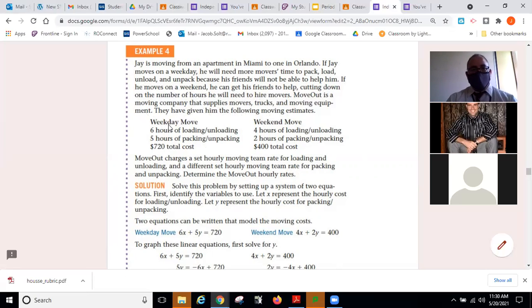If you don't have anybody to help you, and you want to move on a Monday through Friday, it's going to cost you 6 hours of loading and unloading time, and 5 hours of packing and unpacking time. We're going to quote you a cost of $720 to help you out with this move.